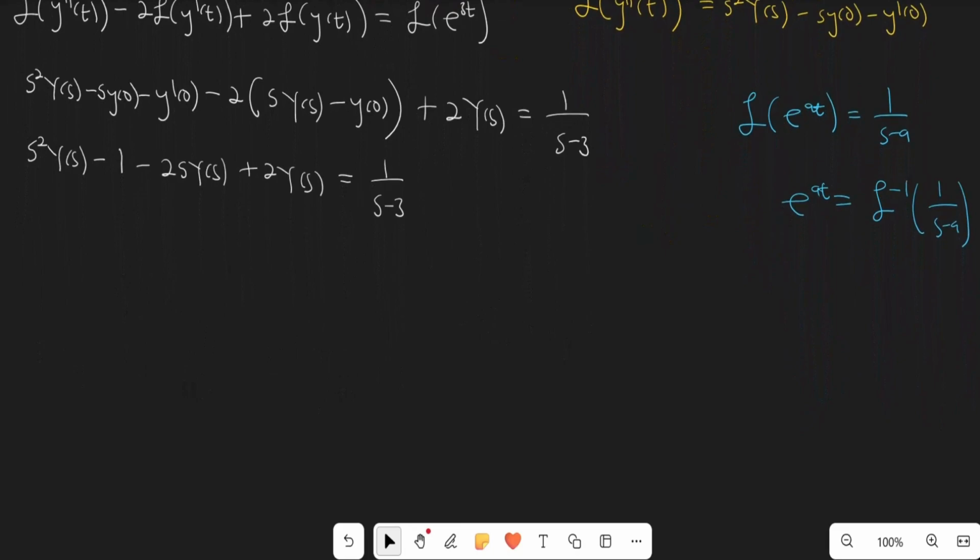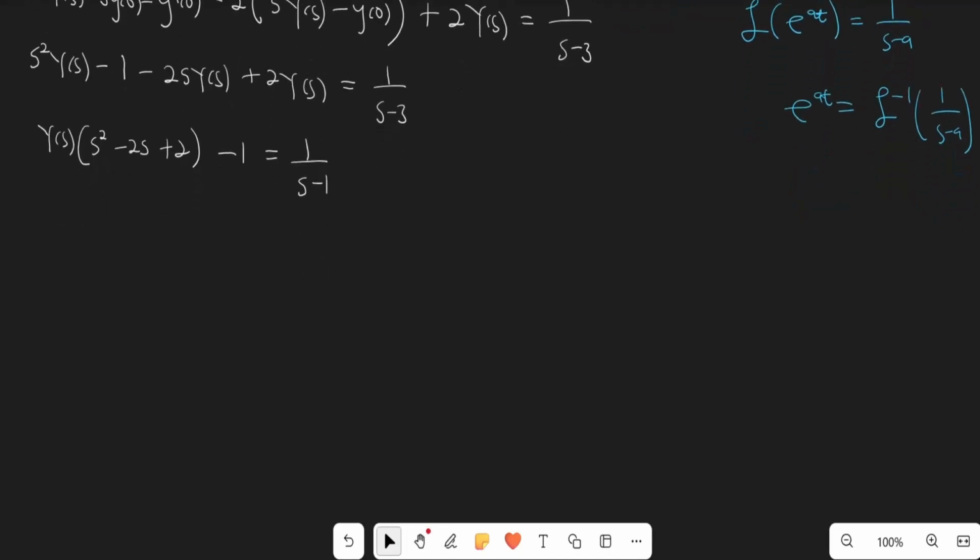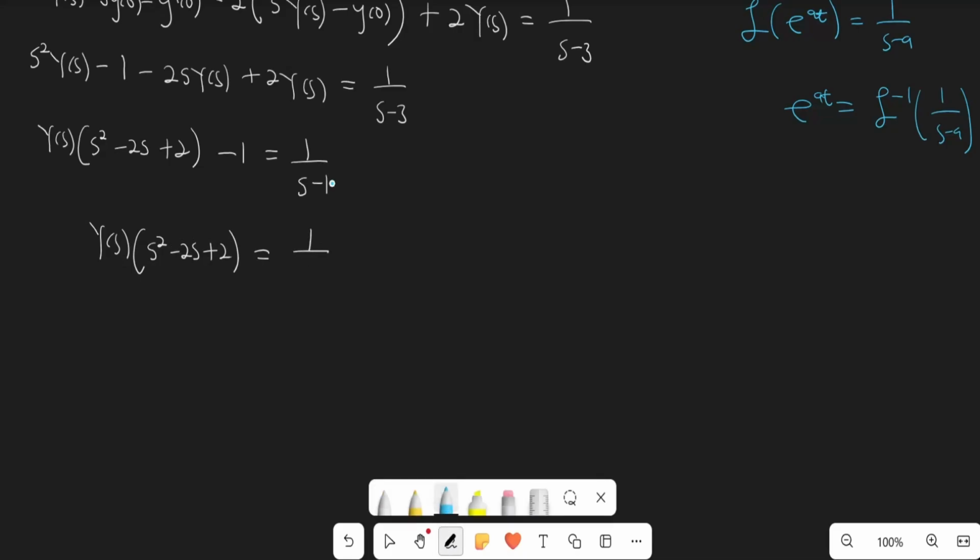So now let's gather like terms. This Y of s appeared 3 times on the left hand side. So Y of s is factorized out, and what is left is s squared minus 2s plus 2. Right, and the 1 is left over, and this is equal to 1 over s minus 3. Cool. So now let's take this one to the right hand side. So Y of s multiplied by s squared minus 2s plus 2 is equal to 1 over s minus 3. I'm sorry about that, this one is s minus 3.